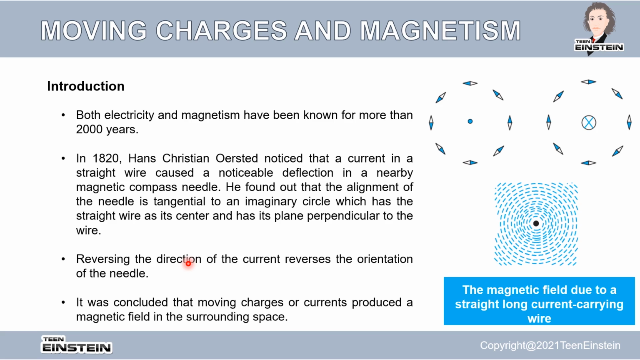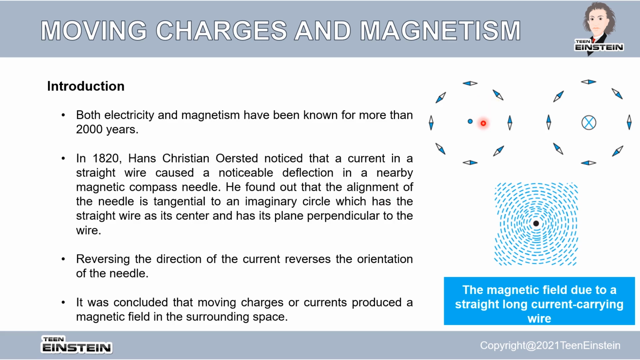First, for about 2000 years, we knew about electricity and magnetism separately, but we did not know that they were connected. In 1820, Hans Christian Ørsted noticed that a current in a straight wire caused a noticeable deflection in a nearby magnetic compass needle. He found that the alignment of the needle is tangential to an imaginary circle which has the straight wire as its center and has its plane perpendicular to the wire.